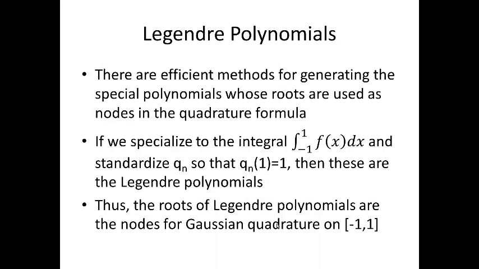The Legendre polynomials help us by providing an efficient method for generating special polynomials whose roots are used in the quadrature formulas. If we specialize to the integral from -1 to 1 of f of x dx and standardize q sub n so that q sub n of 1 is equal to 1, then we get a special type of polynomial called the Legendre polynomials. The roots of these Legendre polynomials turn out to be the nodes that we use for Gaussian quadrature on -1 to 1.